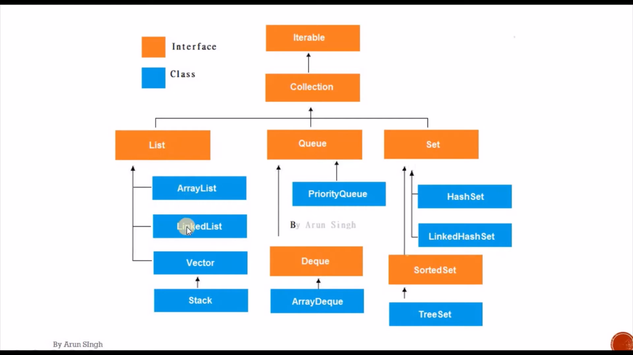Under List I have ArrayList, LinkedList, Vector. Under Queue I have PriorityQueue or Deque. ArrayDeque is implementing this Deque interface. Under Set I have HashSet and LinkedHashSet. Also under Set I have another interface called SortedSet. For SortedSet we have TreeSet.